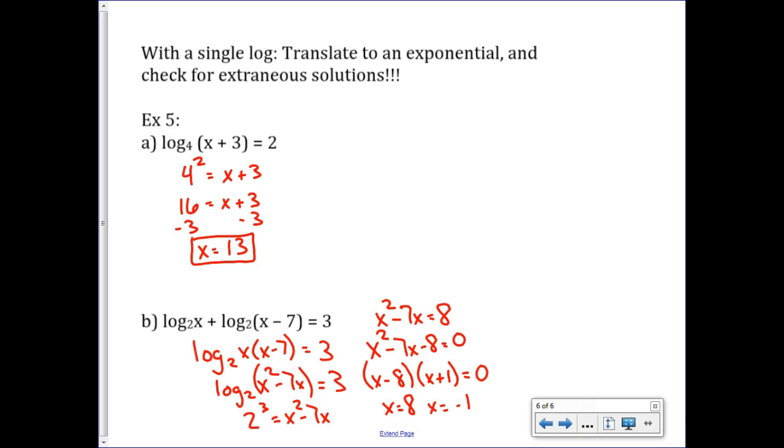So you want to look back at your original problem. Can I plug both of those values in? I can plug 8 in, no problem, but that negative 1 is extraneous because we can't have a negative plugged into our log. So x equals 8 is our only answer there.